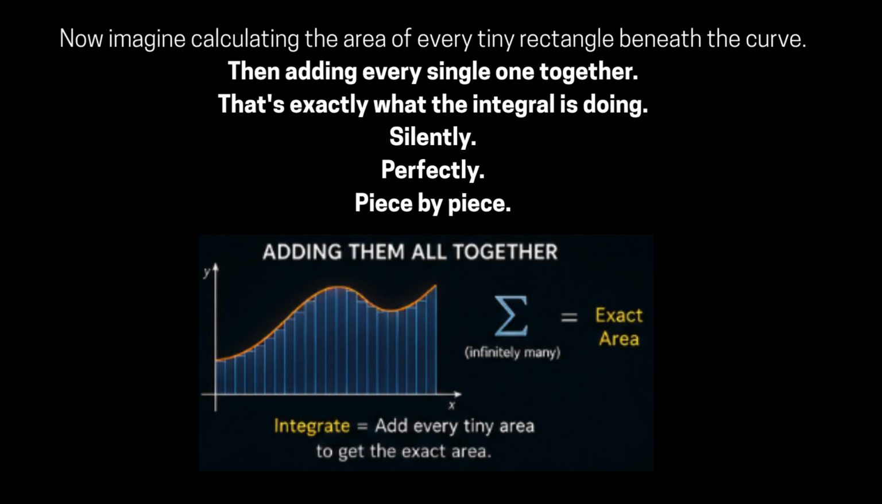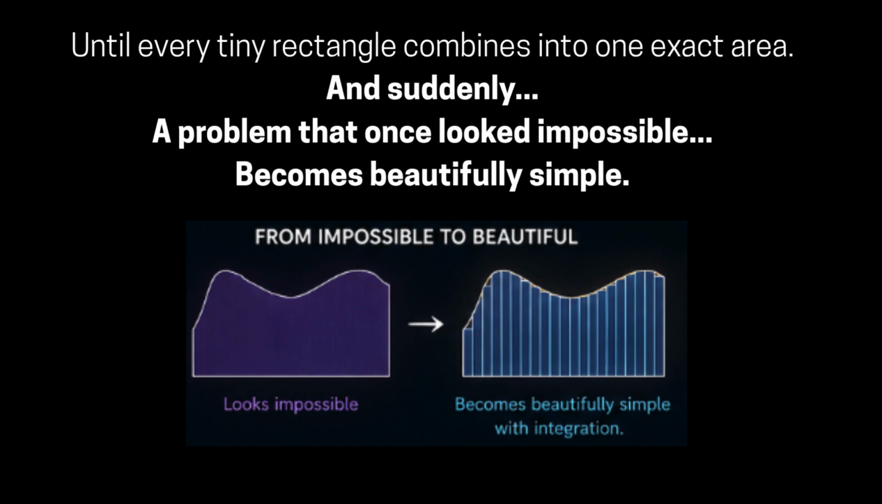Now imagine calculating the area of every tiny rectangle beneath the curve. Then adding every single one together. That's exactly what the integral is doing. Silently, perfectly, piece by piece, until every tiny rectangle combines into one exact area. And suddenly, a problem that once looked impossible becomes beautifully simple.